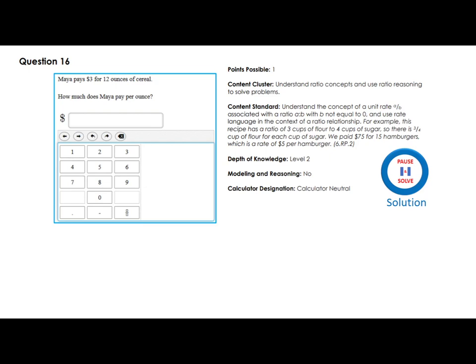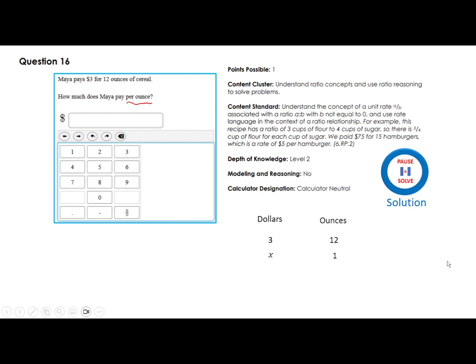Maya pays $3 for 12 ounces of cereal. How much does Maya pay per ounce? Per ounce means per 1 ounce, okay? Now, make sure when you see this sign, always pause the video, solve the problem, and come back and check your answer. So there are 2 ways of setting it up. Say we have dollars and ounces. Dollars, we have $3, 12 ounces. Now we want per ounce. Ounce means 1 ounce right here.